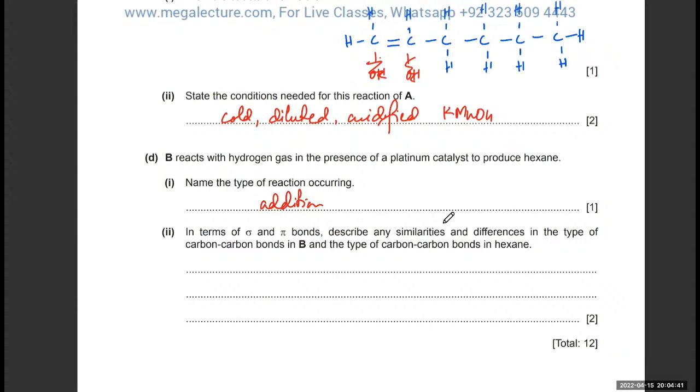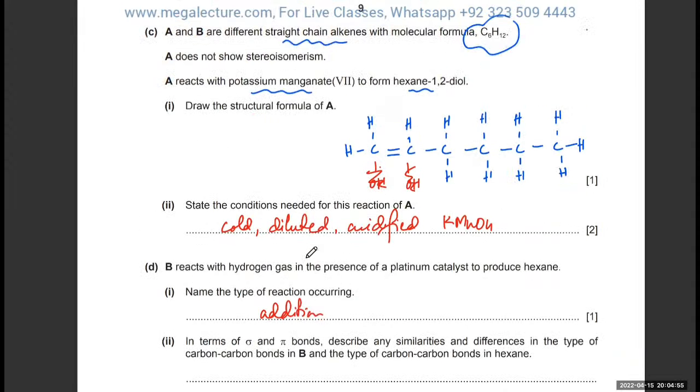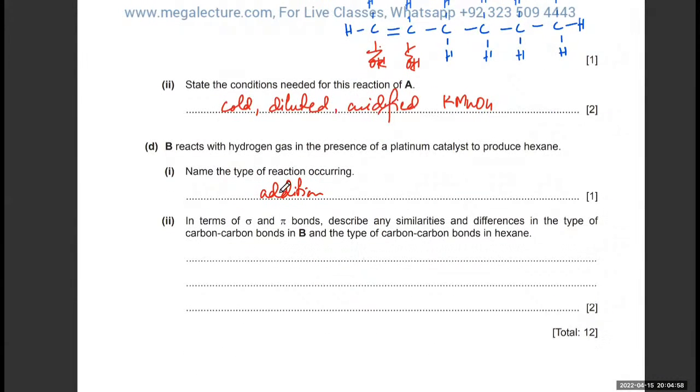In terms of sigma and pi bond, describe any similarities and differences in the type of carbon-carbon bonds in B and the type of carbon-carbon bonds in hexane. So I'm not really sure what they mean by that. It's in terms of sigma and pi bond. So obviously B has one pi bond because B is an alkene, right? I mean, B has one pi bond, whereas hexane has all sigma bonds.